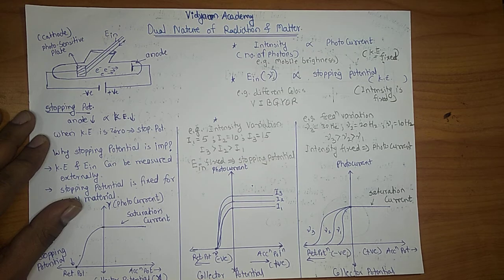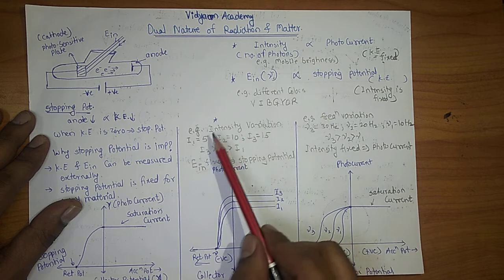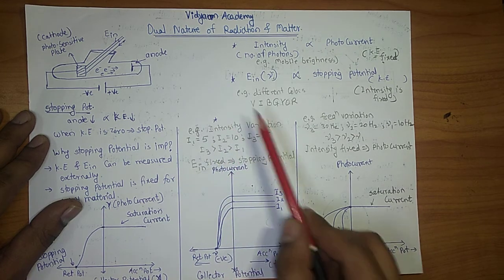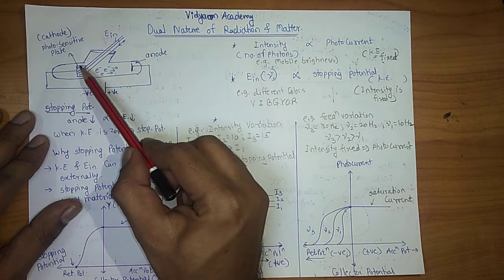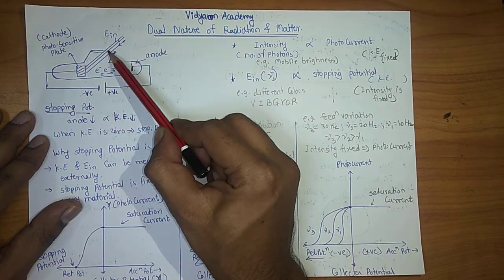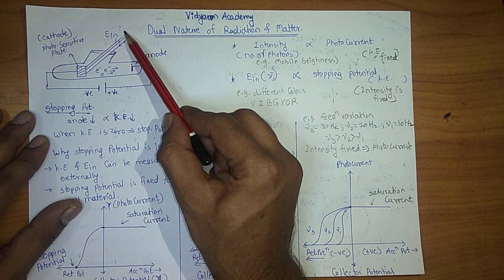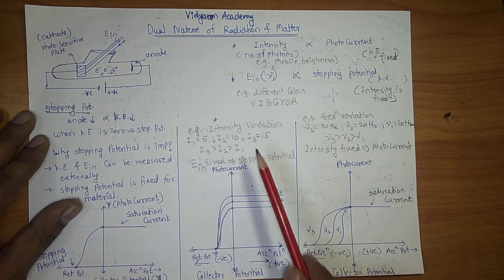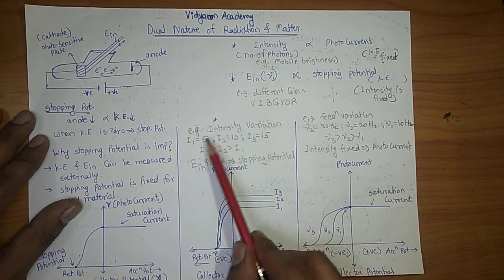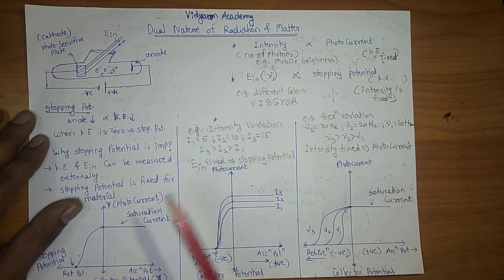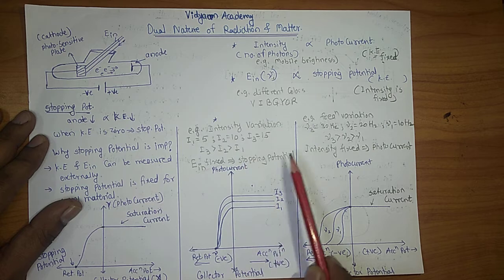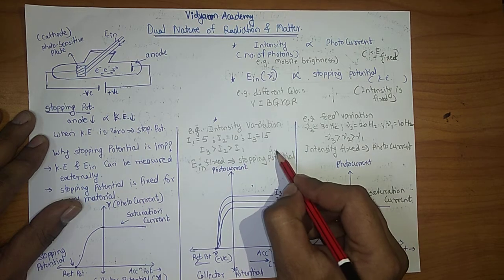Now we will consider one more example where we have carried out intensity variation. That means on a photosensitive plate we are going to incident light of different intensity, but their energy will be fixed. Okay, try to listen once again. We are going to vary the intensity of different sources whereas their energy is fixed. If energy is fixed, that means their stopping potential will be fixed.